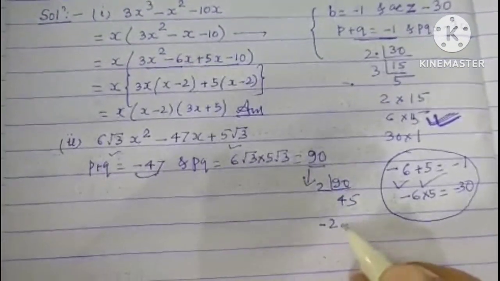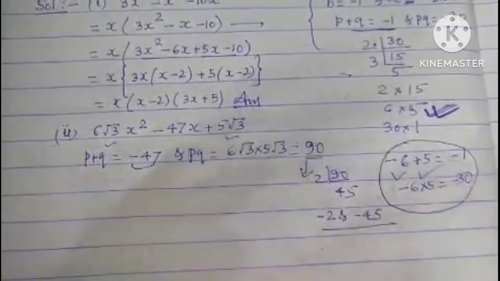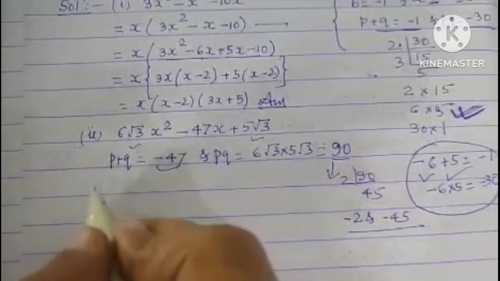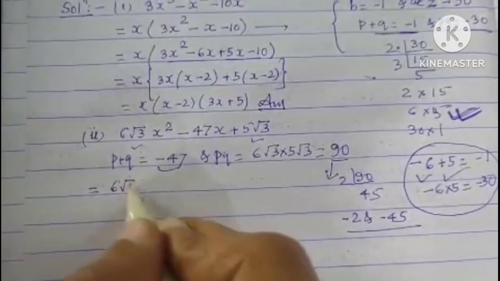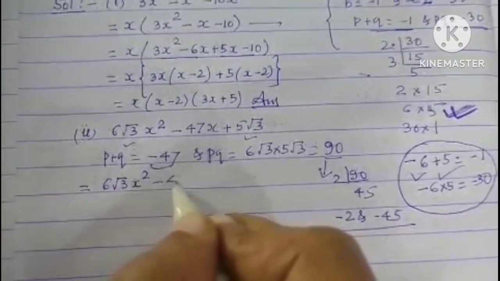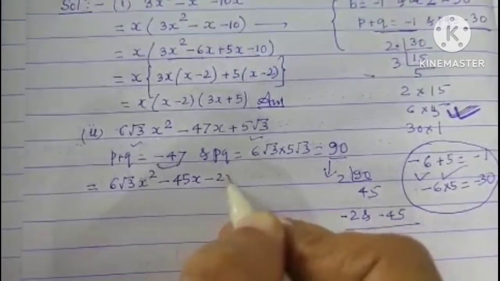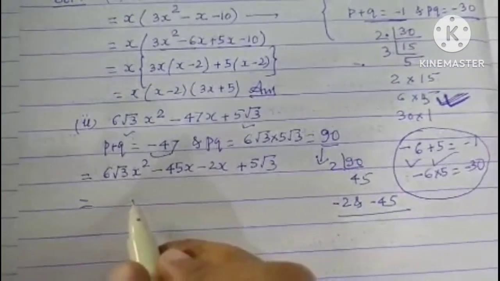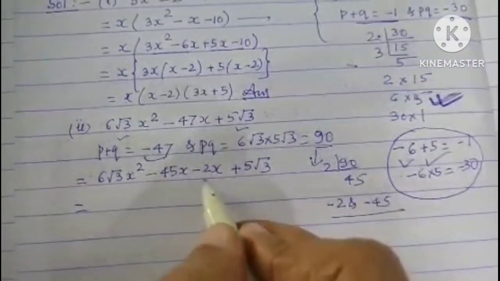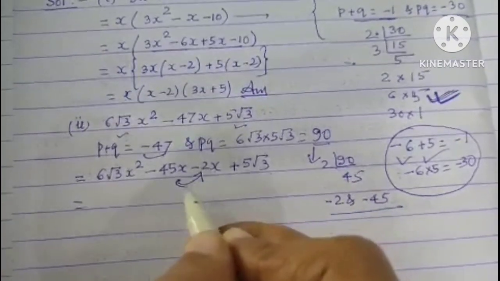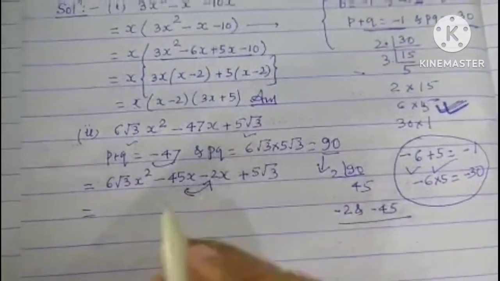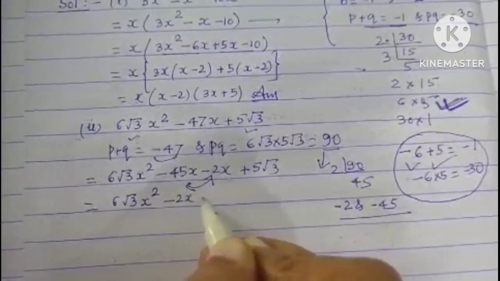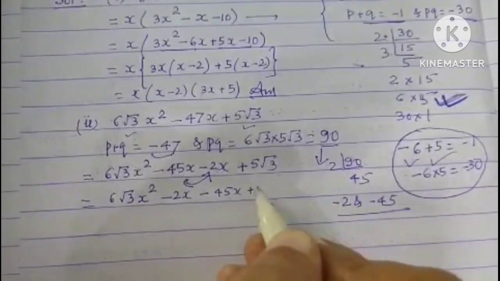It will be minus 2 and minus 45, because minus 2 plus minus 45 equals minus 47, and multiplication will be 90. So we can directly write it. That is equal to 6 root 3 x square minus 45x minus 2x plus 5 root 3, like this. Now, you can also write it like this, minus 2x first, then minus 45x. It will be easier. Let us write that one, minus 2x and minus 45x plus 5 root 3.